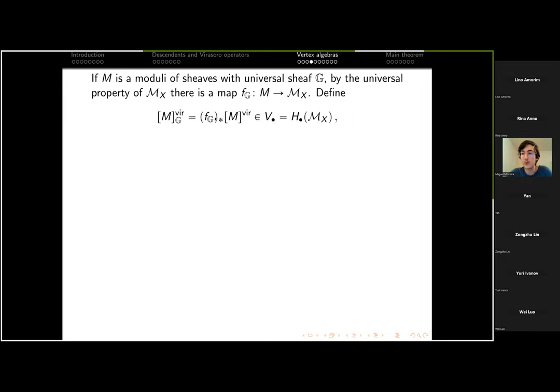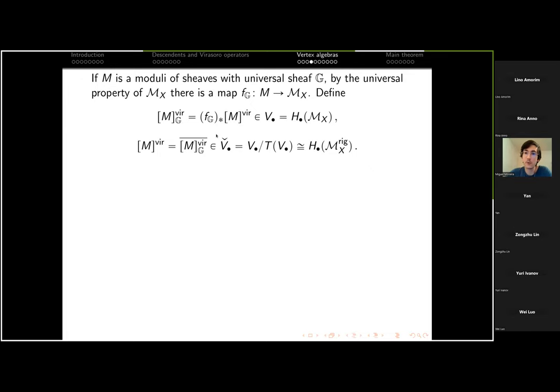And again, here there is an ambiguity in the choice of G. What you can do is now go to the Borcherds Lie algebra, to the quotient by the image of T. And when you do this, you remove the dependence on G. So if you now define [M]^vir to be the class of this guy in the Borcherds Lie algebra, it does not depend on the choice of G. You eliminated that dependence by quotienting out. One way to see this is that this quotient can be identified with the homology of the rigidification of the stack MX. And you always have a map from M to the rigidification of the stack MX that does not depend on the choice of universal sheaf.